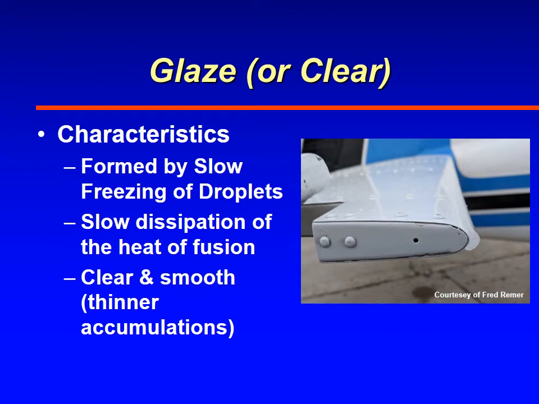Clear ice tends to also be smooth, especially when you have really thin accumulations. It doesn't seem to be as lumpy, and it tends to be a little bit more translucent.